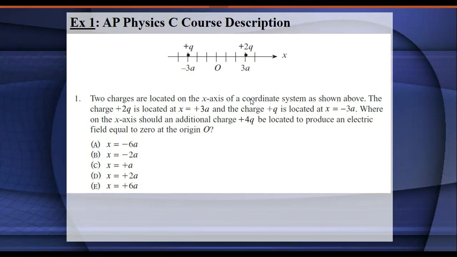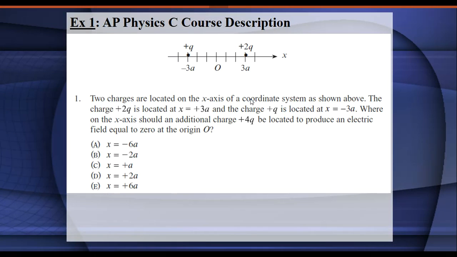This is an example of a multiple choice question that you would see on the Physics C exam. The one thing to note immediately is that you have 5 possible options, as opposed to the standard 4 that you would have on the regular Physics 30 diploma exam.